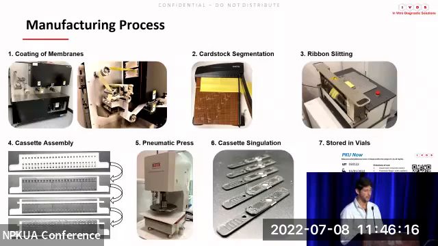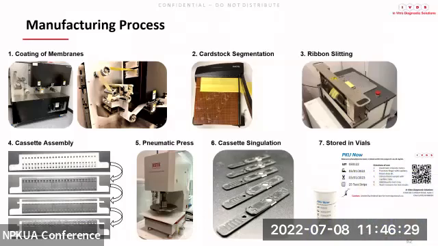This is a little bit about our manufacturing process. So we understand that we have to really scale up the process to meet the demands of all of you. So we have a machine in-house where we're able to coat the membranes. We then segment the membranes into cardstock. We just obtained a new ribbon slitter. So we cut the membranes into long strips. We hand assemble them right now. So it's kind of a semi-automated process.